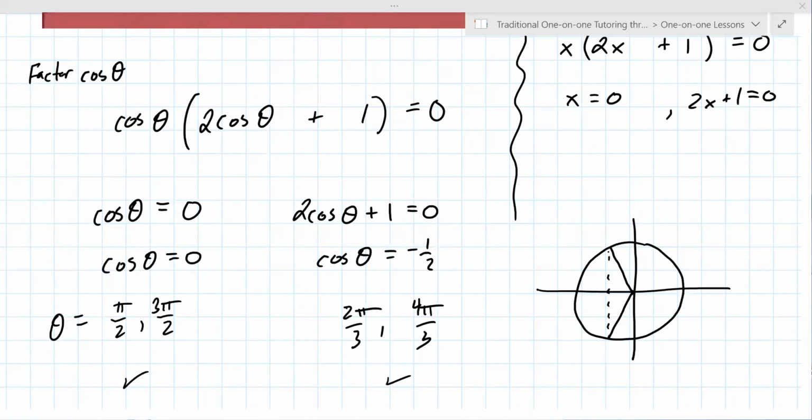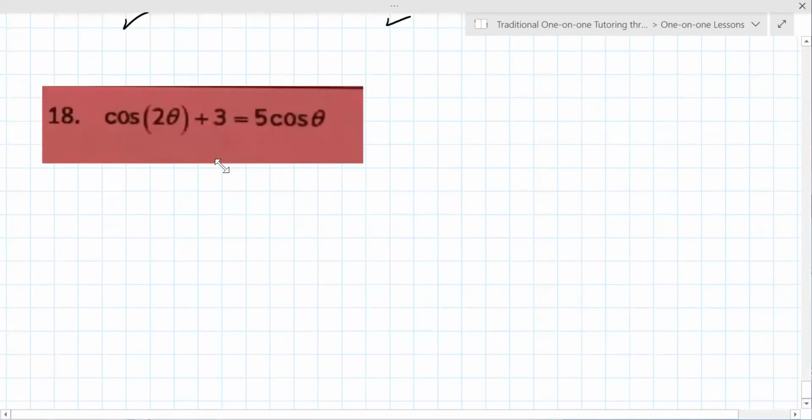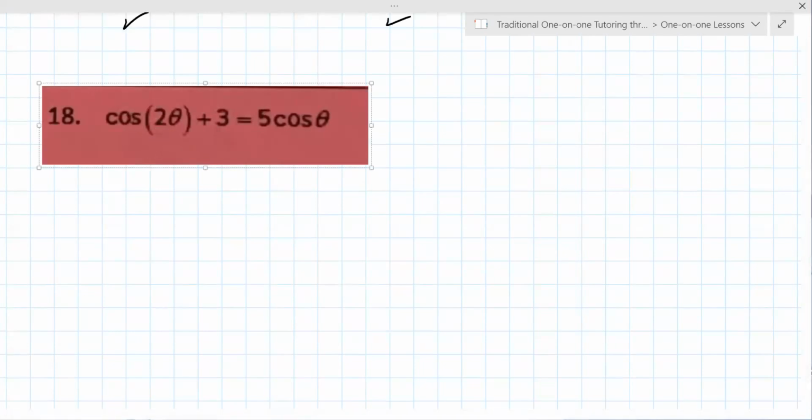Sure. So 18 takes us back to that reference sheet, a trig cheat sheet that I mentioned. So cosine 2 theta is a formula, and if you don't know this, you can't do this problem. It's just impossible. So it's under double angles. I'll snip it in here.